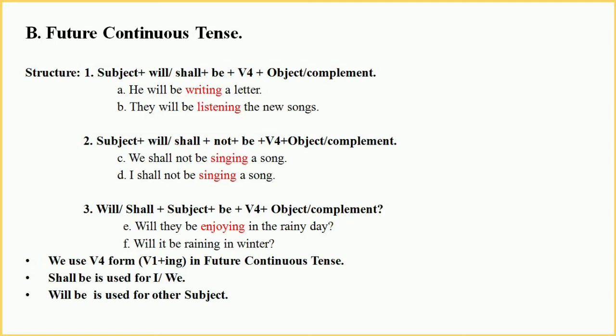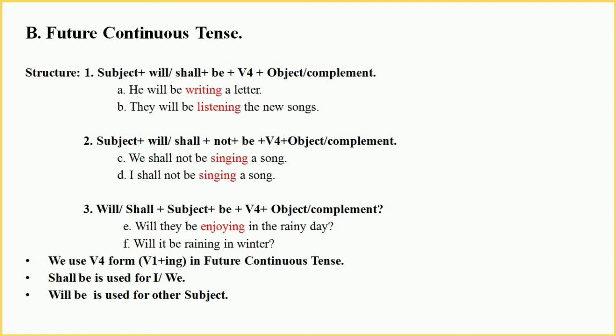Examples are: We shall not be singing a song. I shall not be singing a song. Now, for interrogative, the structure is will or shall plus subject plus be plus fourth form of the verb plus object or complement with a question mark. Examples are: Will they be enjoying in the rainy day? Will it be raining in winter?